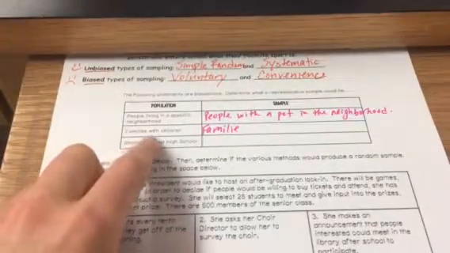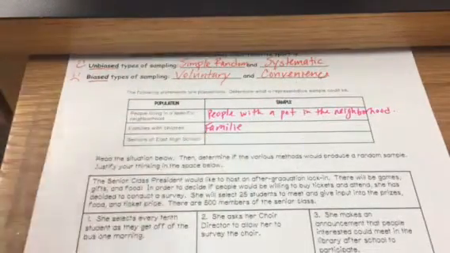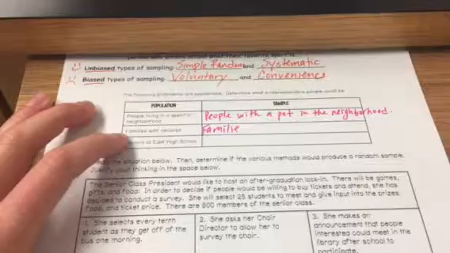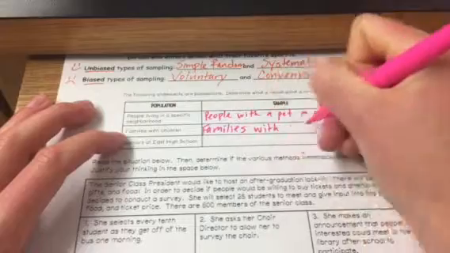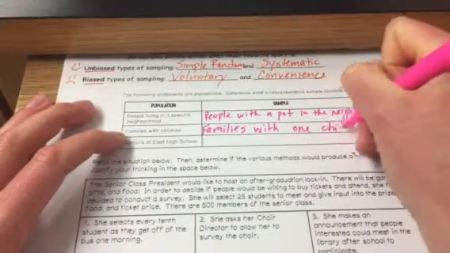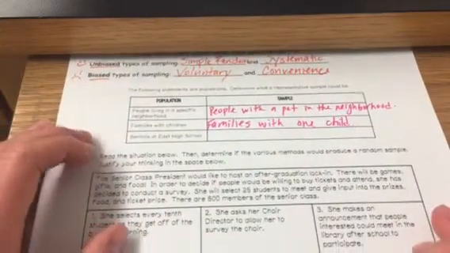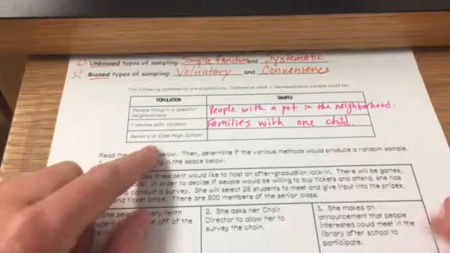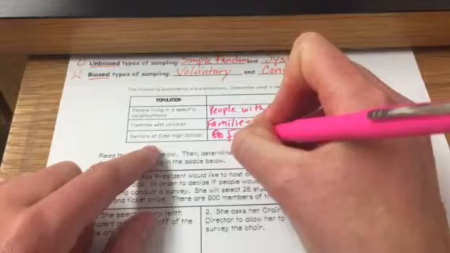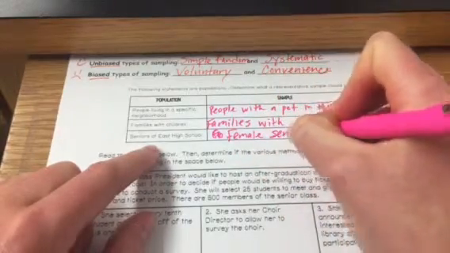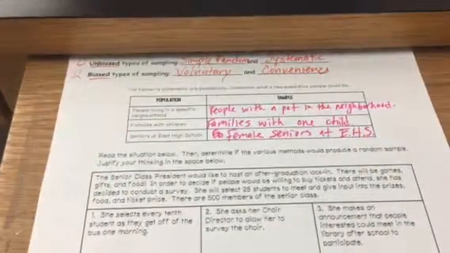So what we're doing is we're taking a look at some populations and creating samples or subsets of those populations. If we have families with children, we could narrow this down to families with one child, and we could just ask those families with just one child. So we have seniors at East High School. If we wanted to take a sample, we could sample just the girls, let's say the female seniors at East High School. And those are just some examples.